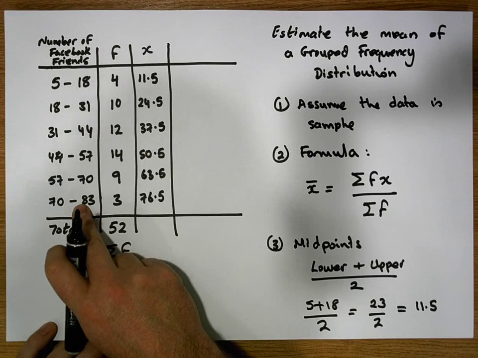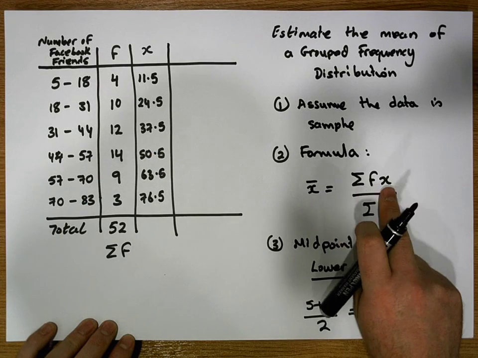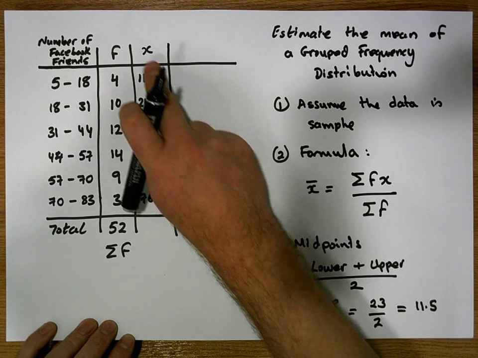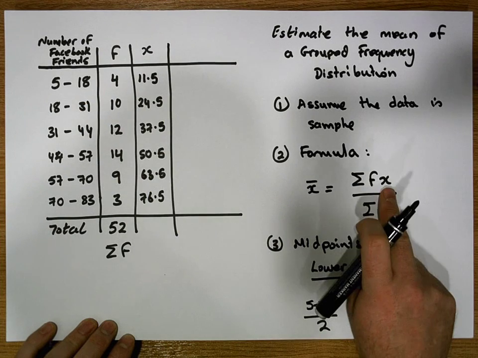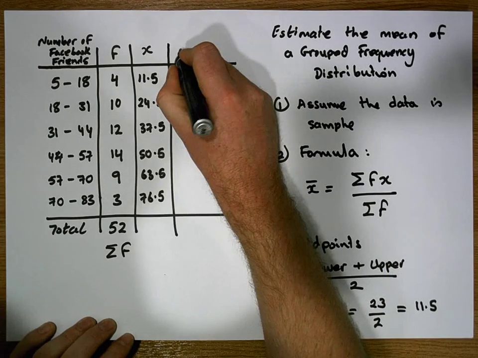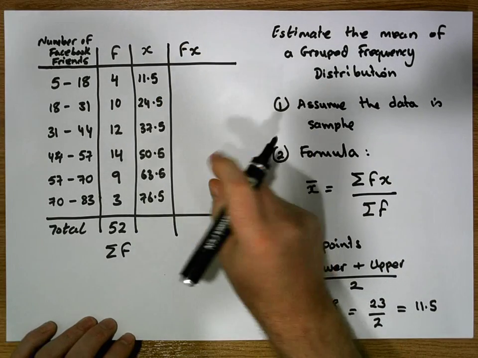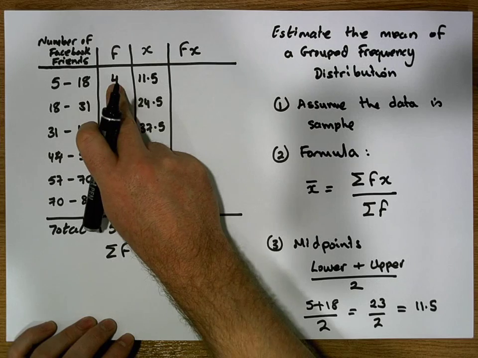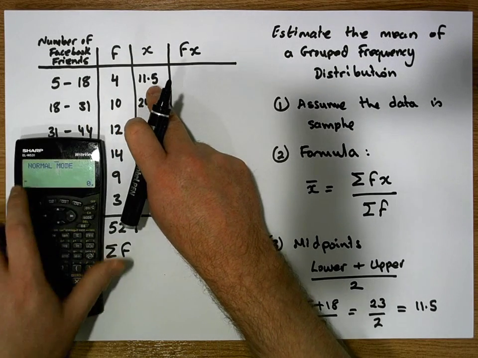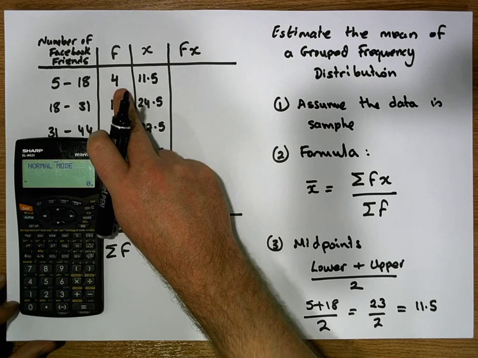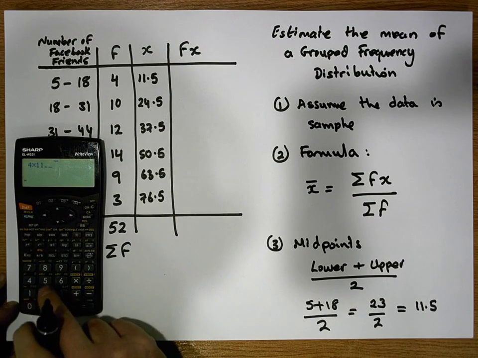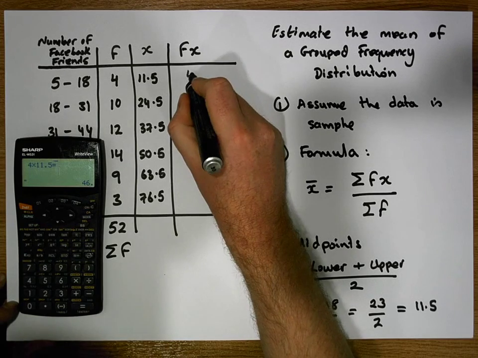Now we can construct a column called fx, because we have the f column and the x column. So fx is simply the product of the f values times the x values. I'll grab a calculator here. The first fx value is 4 times 11.5, which gives us 46.